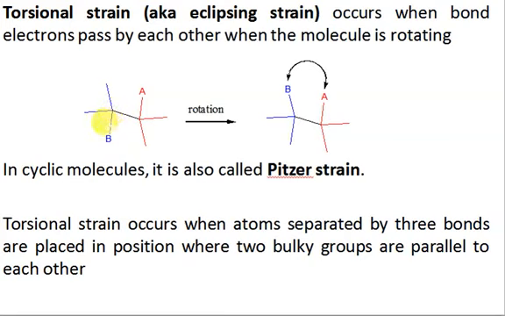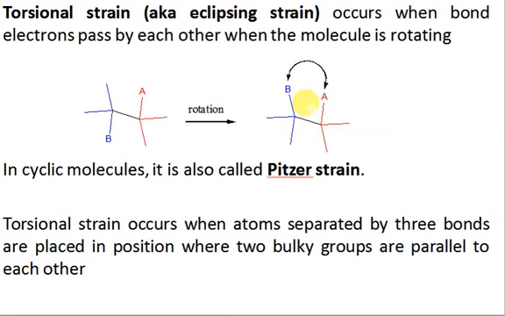When these groups come closer to each other, the electrons in the bonds tend to repel each other. When these two groups become exactly parallel to each other, we say they are eclipsing each other, and at that position the electrons are facing each other. In this condition the electrons face maximum repulsion, and we say this has maximum torsional strain or maximum eclipsing strain. Torsional strain occurs when the bond electrons pass each other when the molecule is rotating.